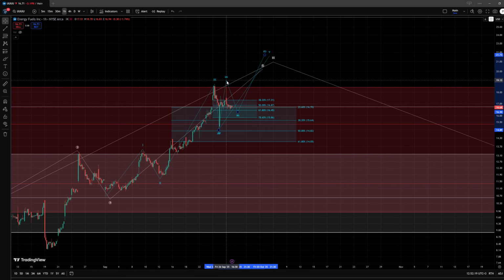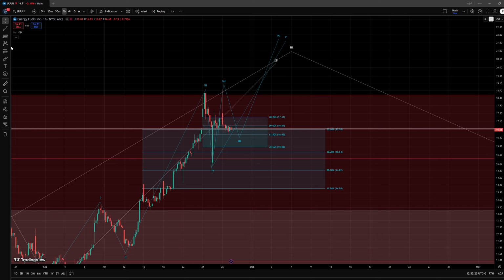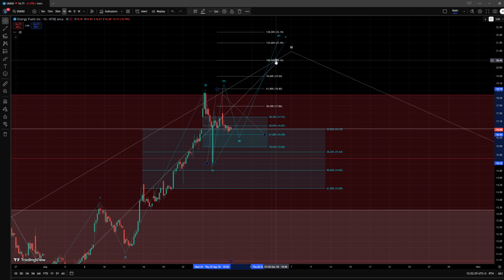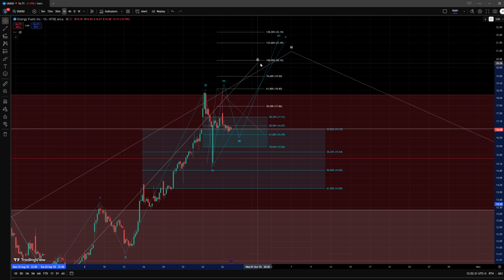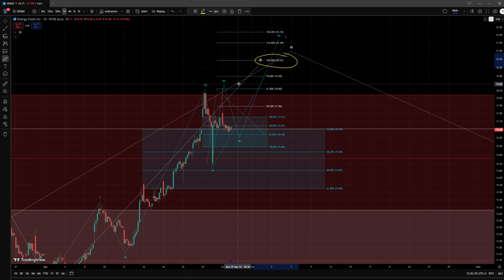Now, assuming that we actually topped here in the A wave and that we actually bottomed here in the wave B, I would be looking at an ideal target at the $20 level for this fifth wave, the 100% extension of the wave A. But again, as I always mention, it is an ideal target. It doesn't need to get there and it doesn't need to stop there. And for now, there really isn't much else to add. These are the levels. This is the trade setup.